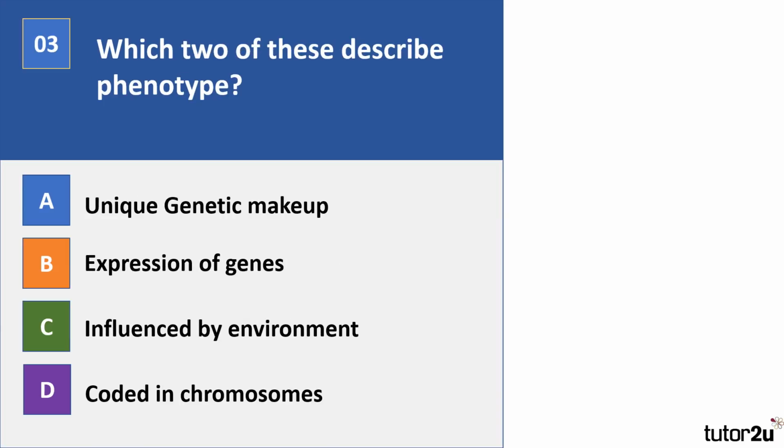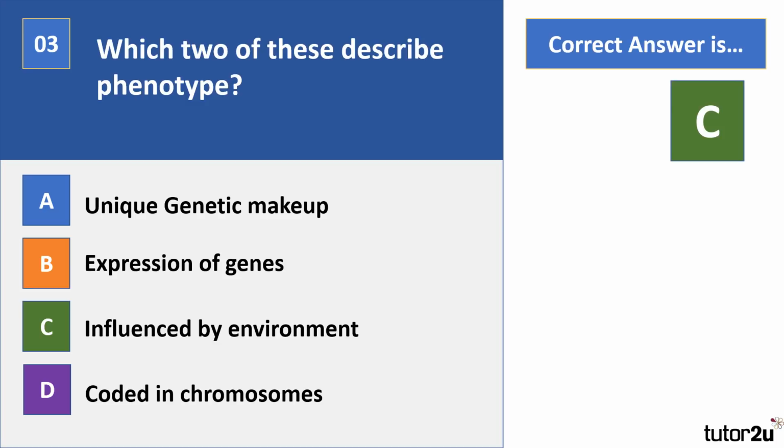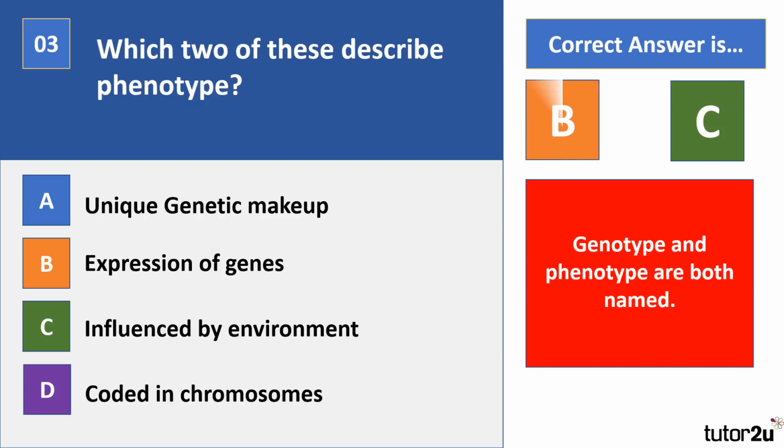Okay, number 3. On to biological now. Which 2 of these describe phenotype? A, unique genetic makeup, B, expression of genes, C, influenced by environment, or D, coded in chromosomes? So pause your video. Okay, the correct answer that we're looking for is B and C, so hopefully you read the question, looking for 2.